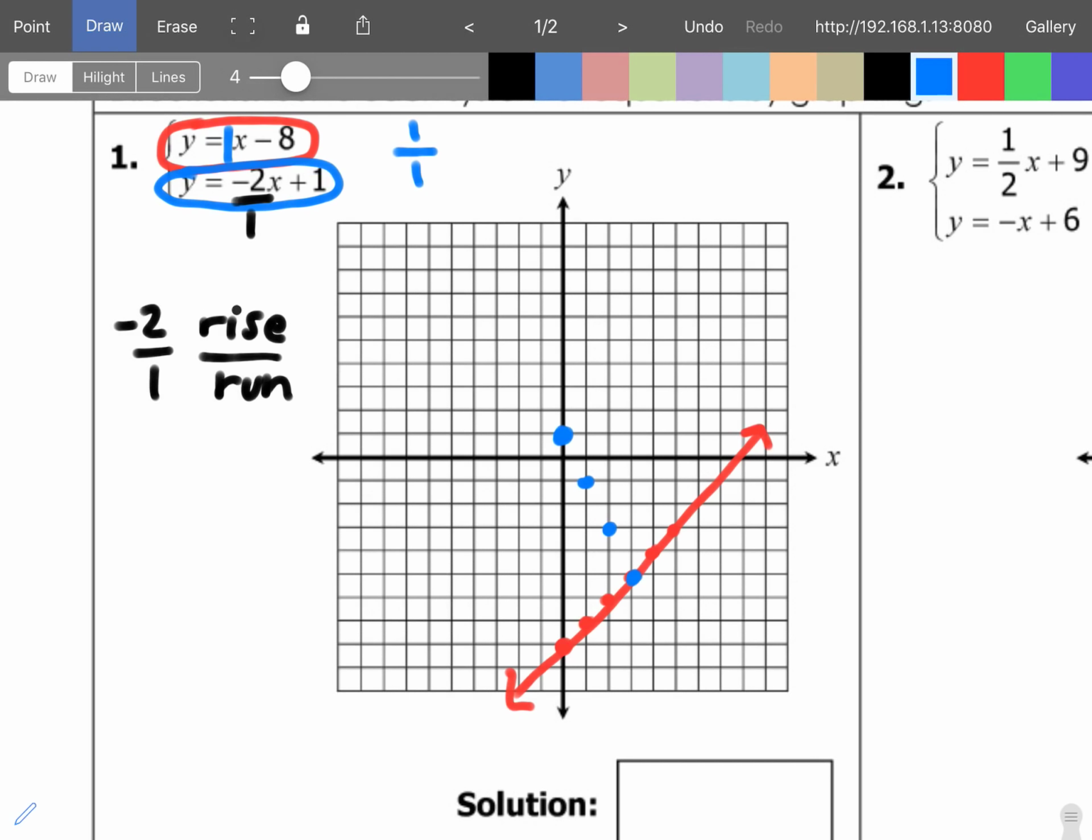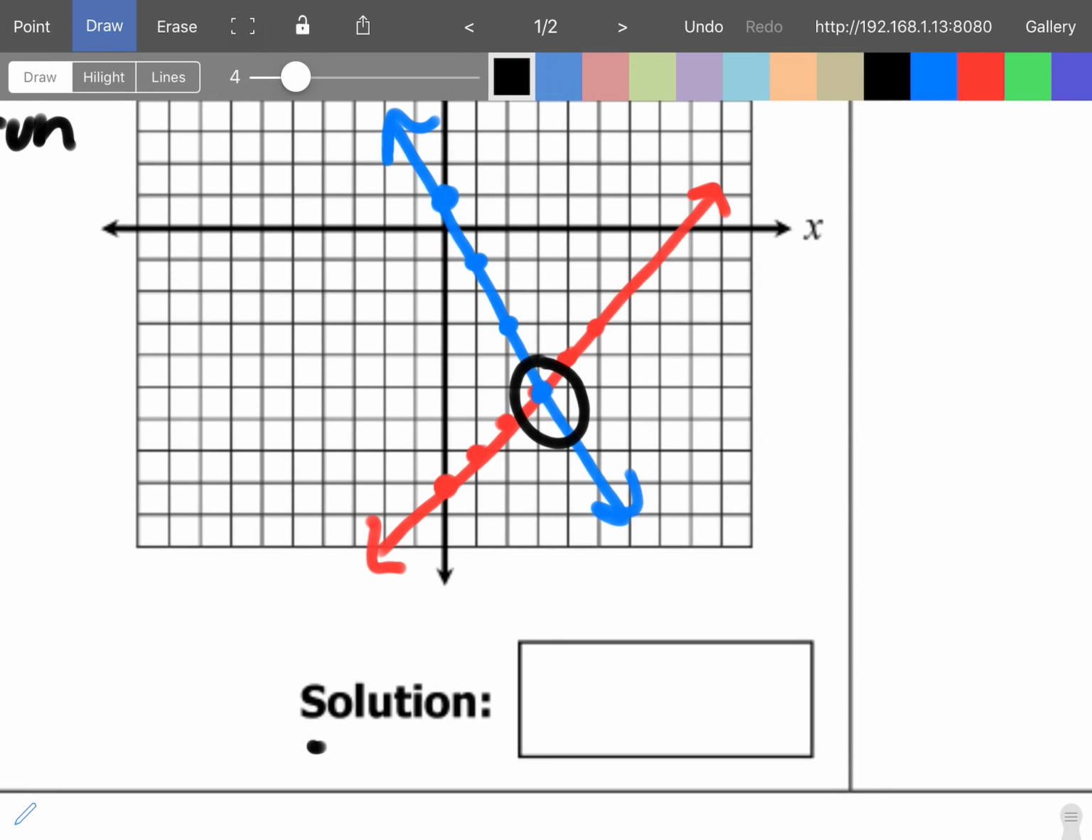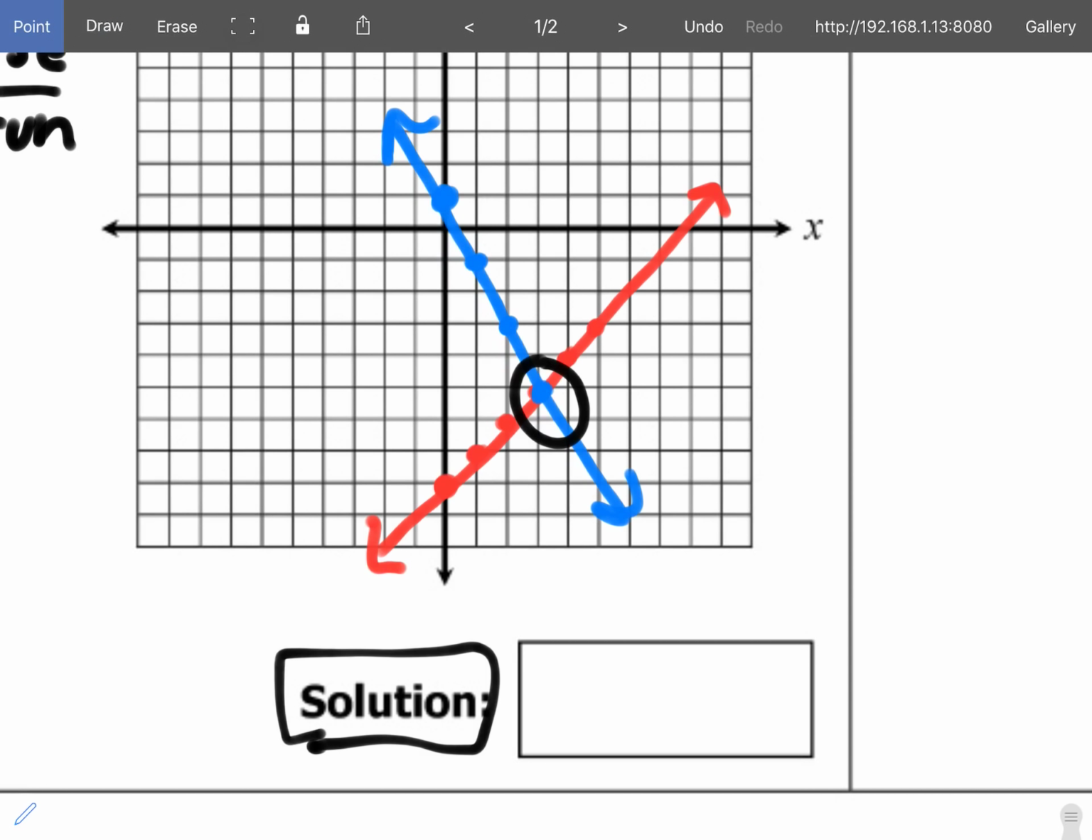Okay, look, do you see where I just drew that last point? That's going to be our point of intersection. How do I know? Because that's where it hits the red line. So this point is our answer. That's our solution, wherever those two lines intersect. So let's figure out what our solution is.